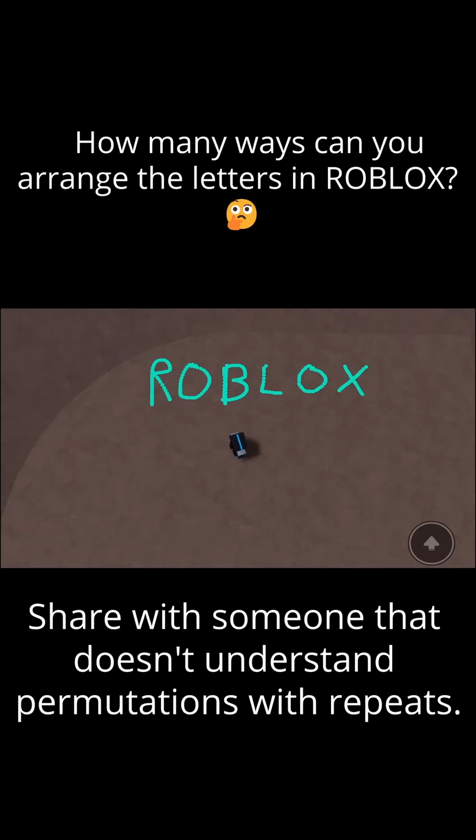This problem says, how many ways can we arrange the letters in Roblox? So I have Roblox written down here, and the first thing I'm going to consider actually is, is it a permutation problem or a combination problem, before considering what n and r are going to be.